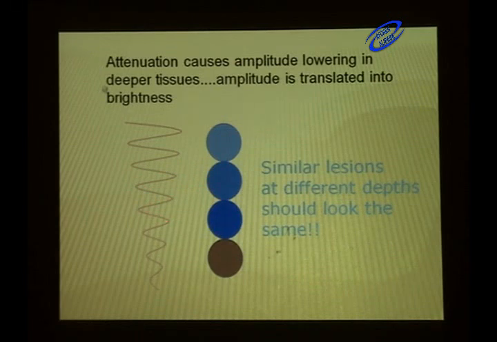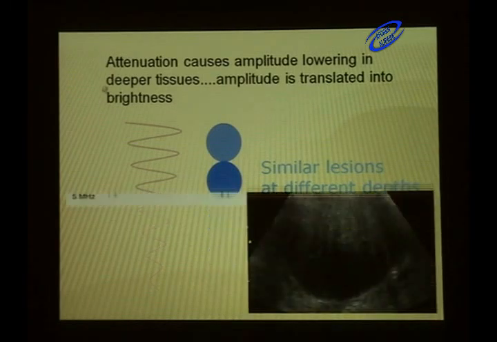We will discuss it in detail in the further coming slides, that to overcome this attenuation and this loss of amplitude of the sound wave as it is passing through the depth of the tissue, there are different knobs to control this loss, to overcome this attenuation, and then we will be able to see similar lesions at different depths appear similar in shape and texture.